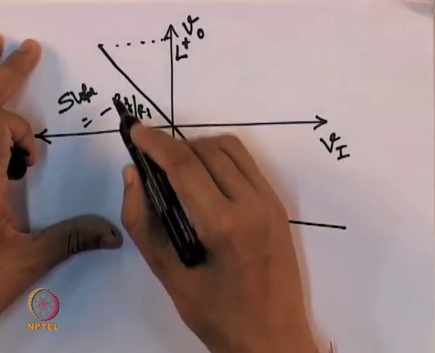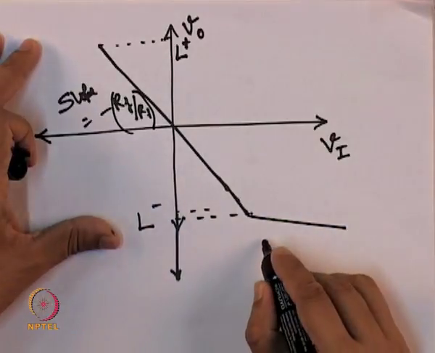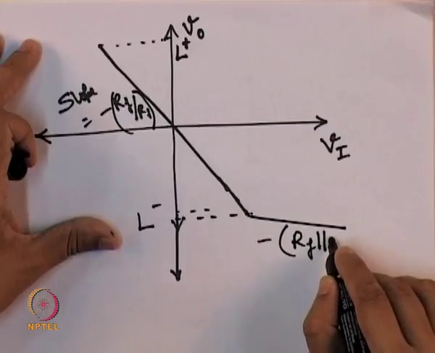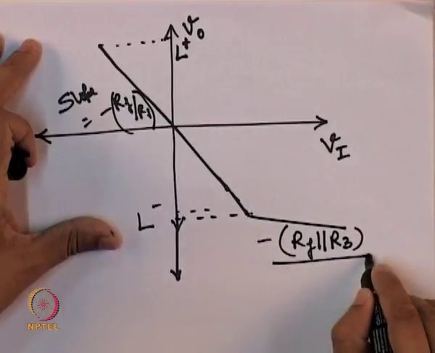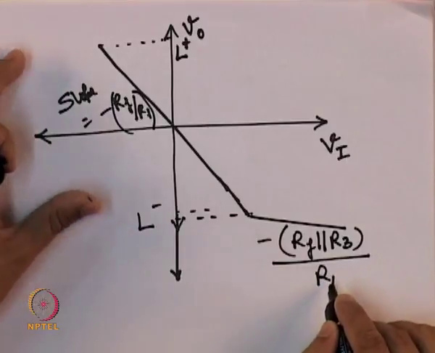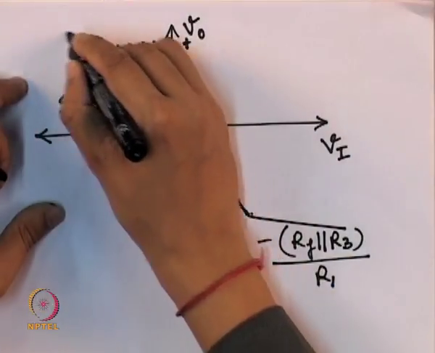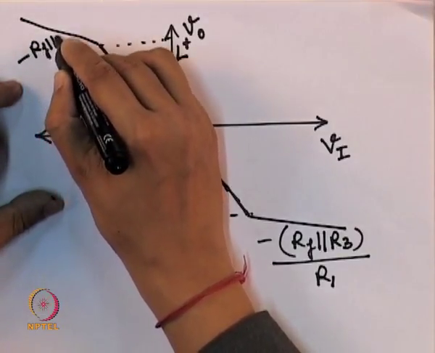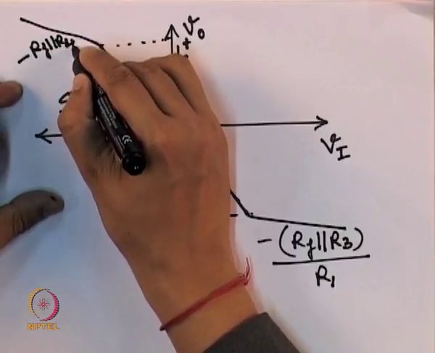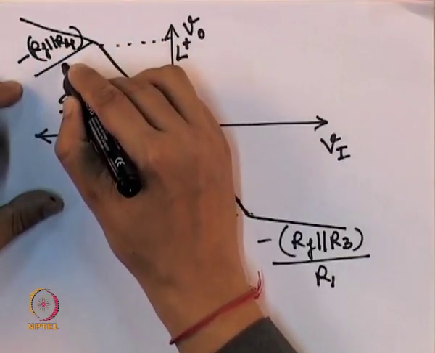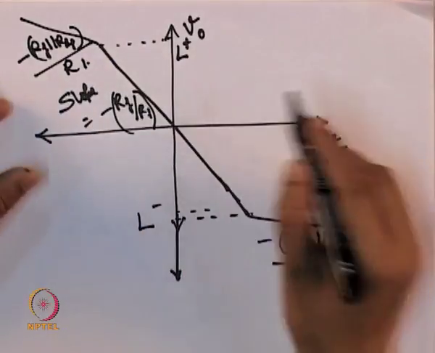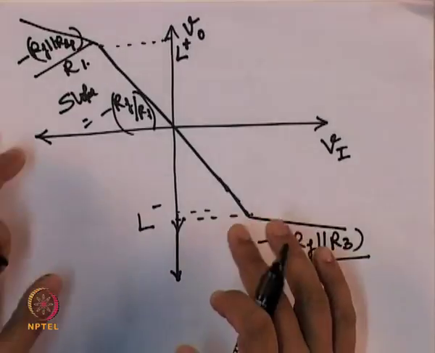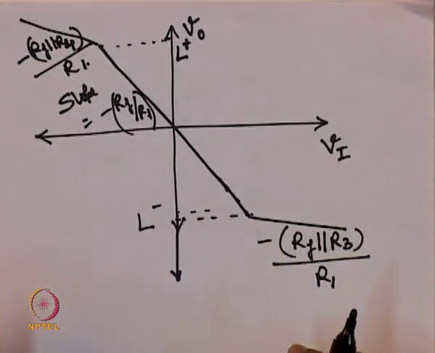So, here the slope was minus Rf upon R1, here the slope will be minus Rf in shunt with R3 upon R1, okay, and here the slope will be minus Rf in shunt with R4 upon R1. Okay. Now, see that this L minus and L plus can be adjusted independently.